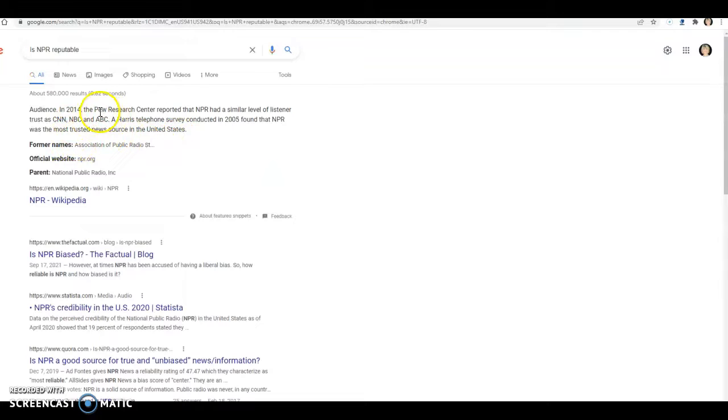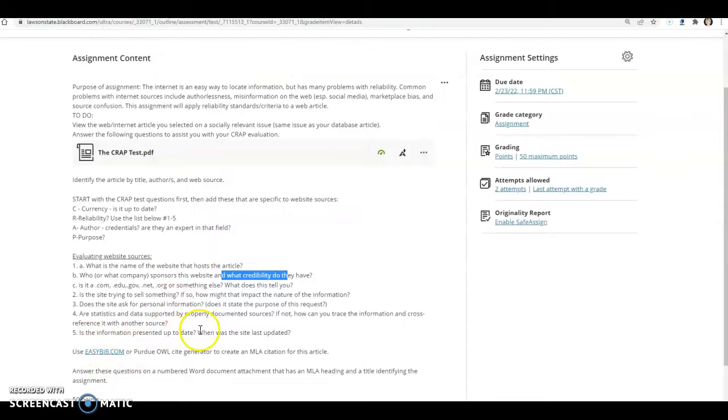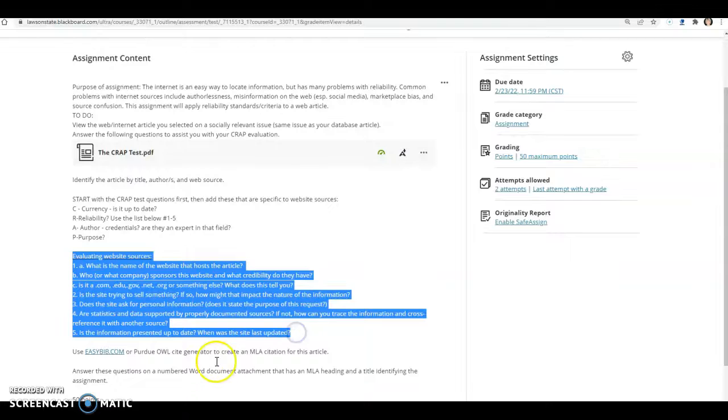And there was a study by the Pew Research Center that said they had a similar level of listener trust as CNN, NBC, and ABC. But another survey in 2005 found that NPR was the most trusted news source in the United States. So there's different things here on their credibility if you want to dig even deeper. Okay, that's pretty much how you do that. You collect that information, copy and paste this into a document, make sure you have that citation, and then post here for your answers.